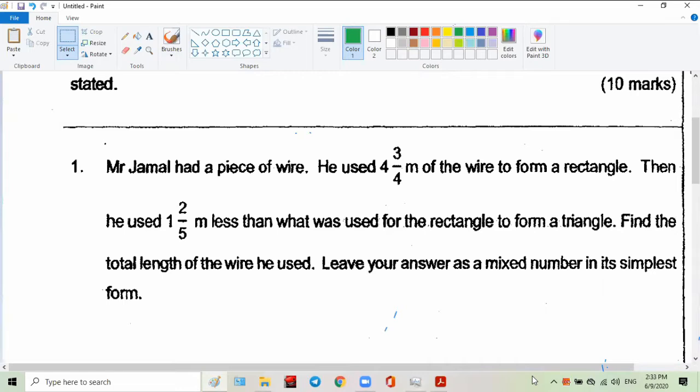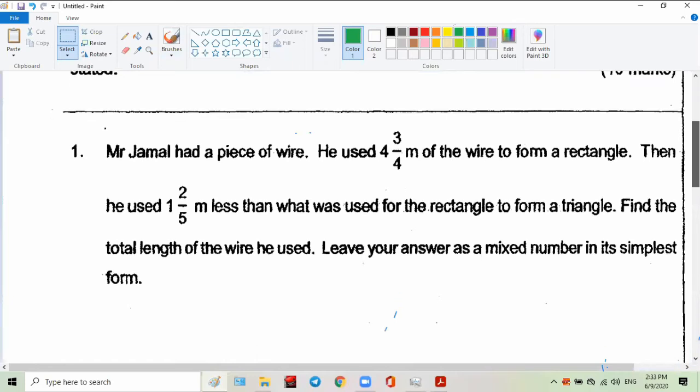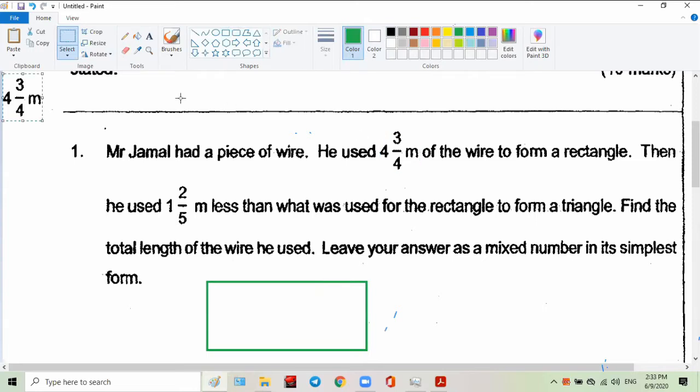Here you go. Mr. Jamal had a piece of wire. He used 4 3/4 meters of the wire to form a rectangle. So let's draw the rectangle and see what he means. He's going to use 4 3/4 of the wire, and he formed a rectangle. Then he used 1 2/5 less than what he used for the rectangle to form a triangle.